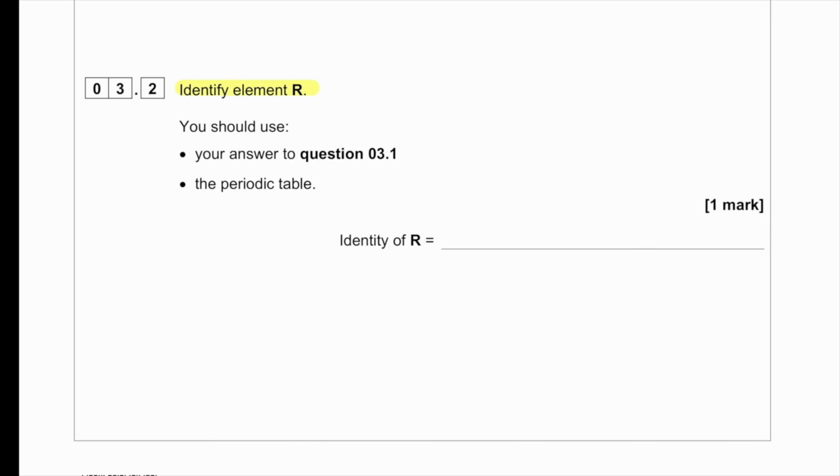Identify element R. You should use your answer to question 3.1 and the periodic table. So we already found it to be 96. And when we look at the periodic table, we find that the identity of R is molybdenum.